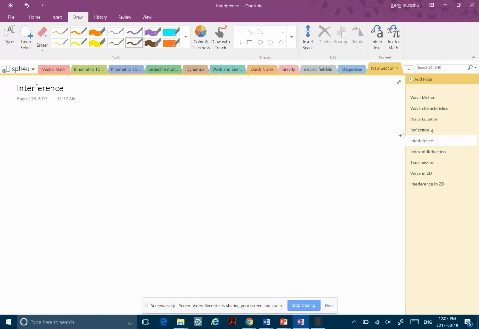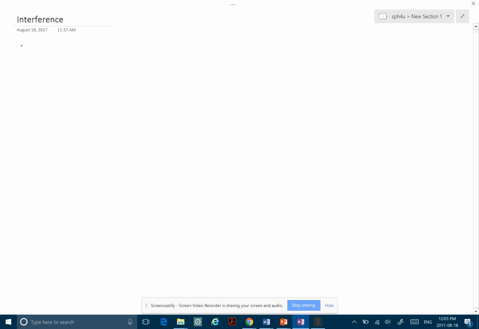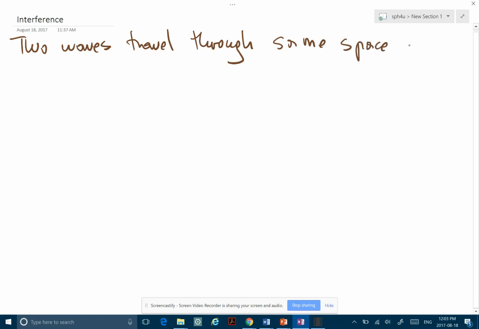So now we can talk about the next phenomenon associated with waves. What happens when waves travel through the same place at the same time? Okay, which is known as interference. So when two waves travel through the same space and same time, they will interfere.